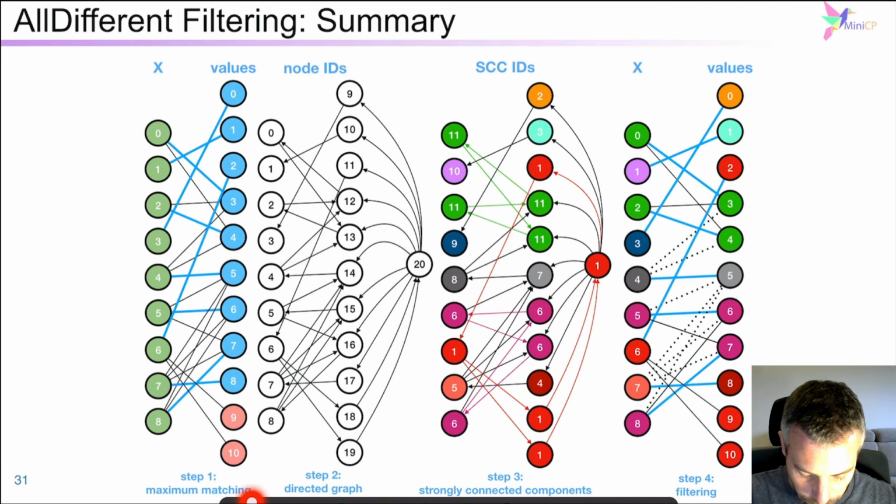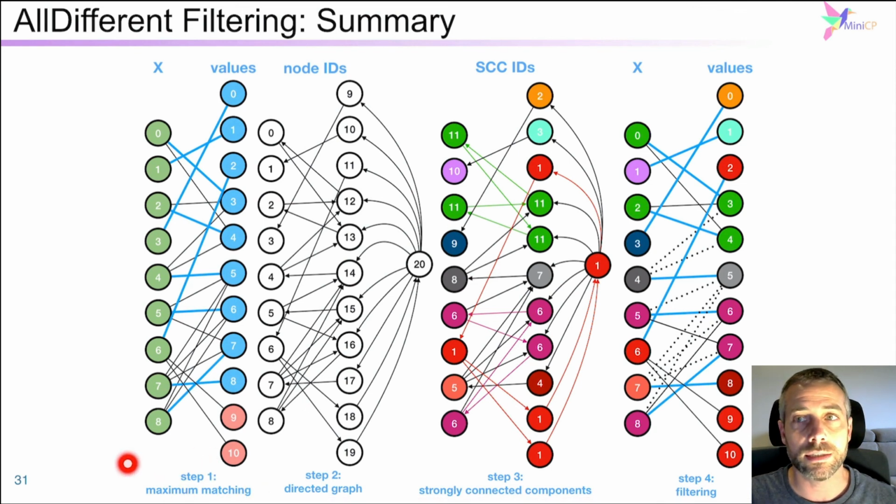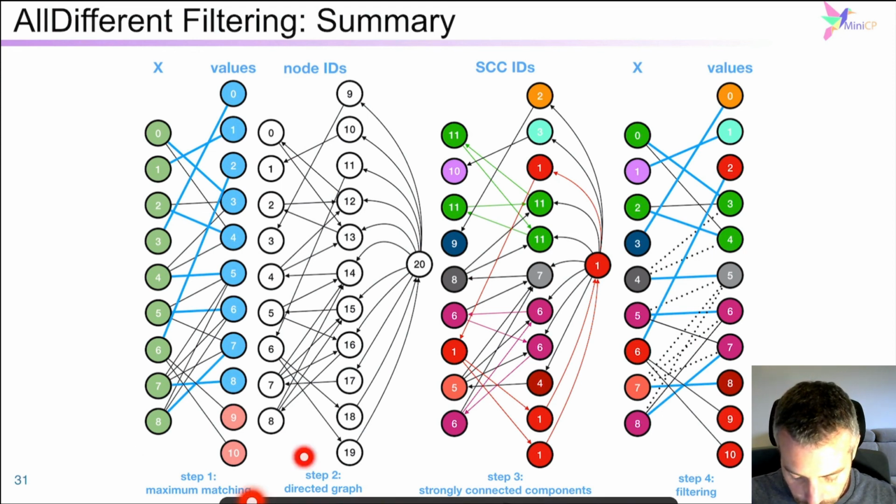So the first step, we build the variable value graph. Then we compute the maximum matching to detect if the AllDifferent constraint is consistent. Once it's done, we build the transform graph, the directed graph. Then we compute the strongly connected components. And once we have done that, we identify all the edges that link two nodes that belong to different strongly connected components. You can see, for instance, that this edge that is represented with a dashed line is connecting two nodes that belong to different strongly connected components, and therefore it can be removed.